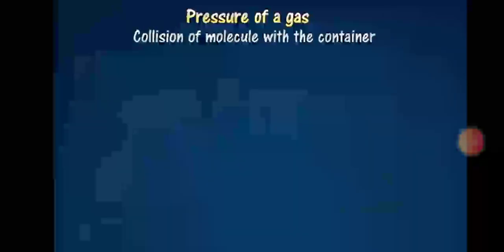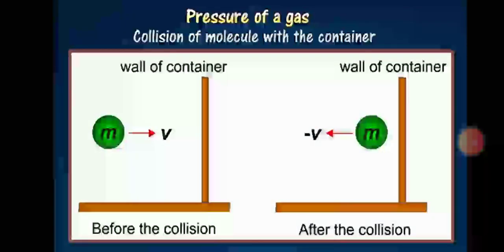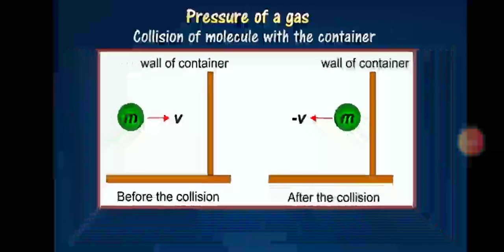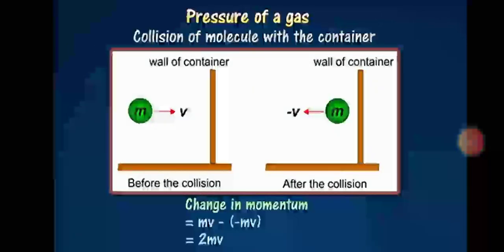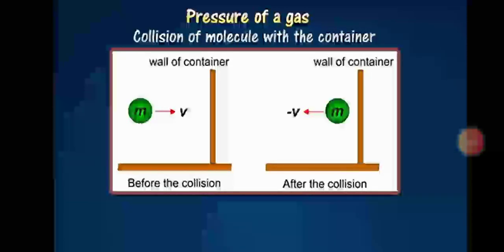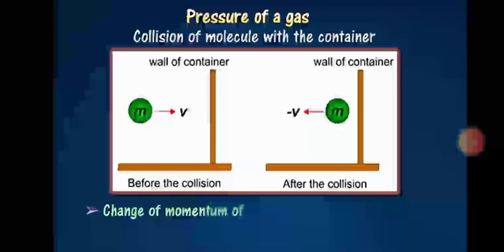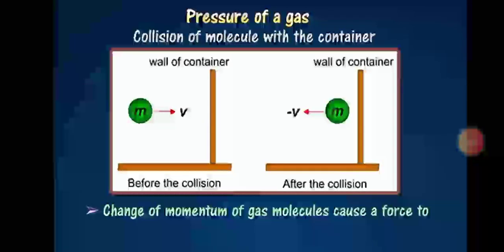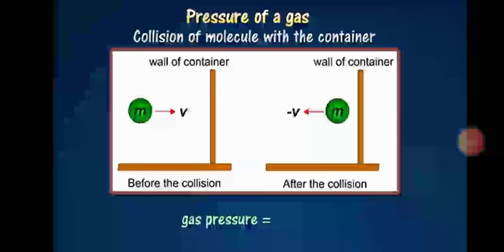Consider the following diagram. Assume that a molecule of mass m, with a velocity v, experiences an elastic collision with the wall of a container. The molecule rebounds with the same speed v, but in the opposite direction. The change of momentum of the gas molecule is equal to 2mv. According to Newton's second law of motion, the rate of change of momentum produced by the collisions between the gas molecules and the walls of the container results in a force which acts on the walls of the container. The force per unit area on the wall is known as gas pressure.